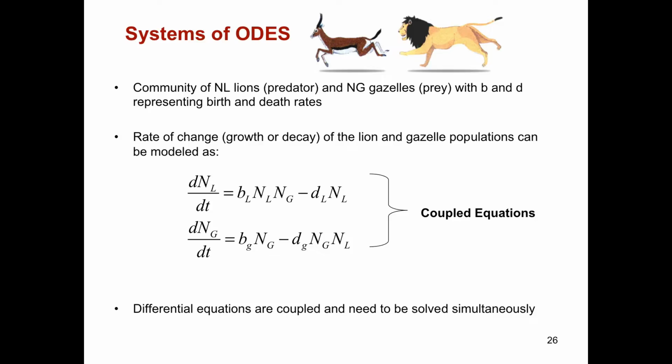So how do I solve coupled equations? First, I have to model them in some way. In this case, we actually have that the rate of change, growth or decay, there's a birth rate of lions times number of lions. Okay, so this gives me how many more lions I'll get per year, times number of gazelles, because they depend on gazelles for food.